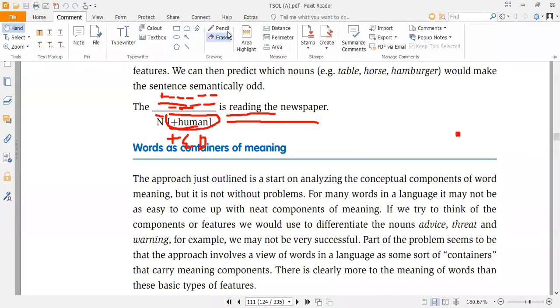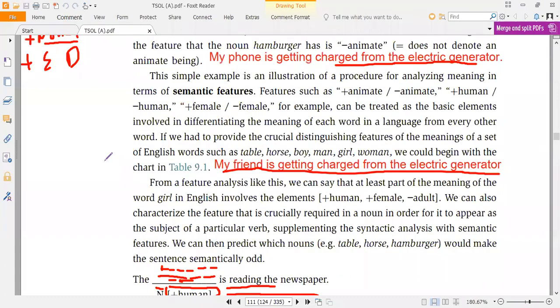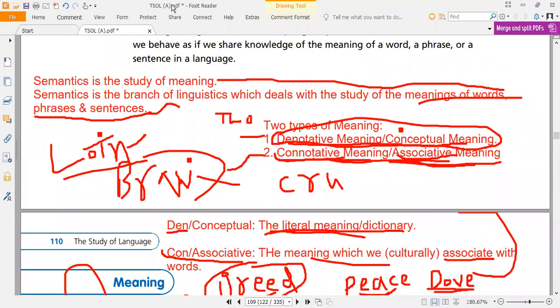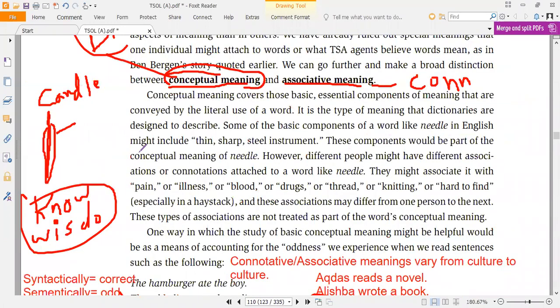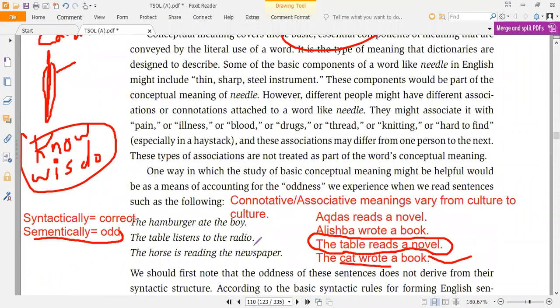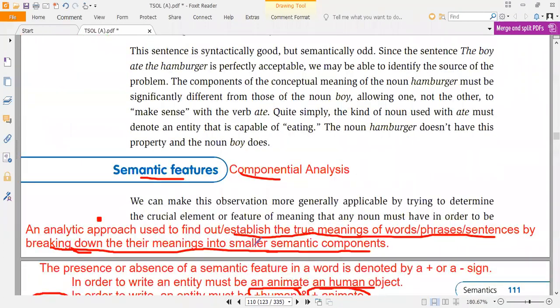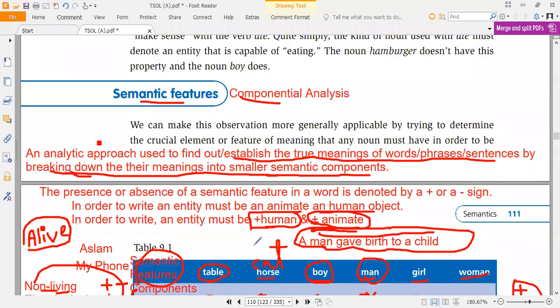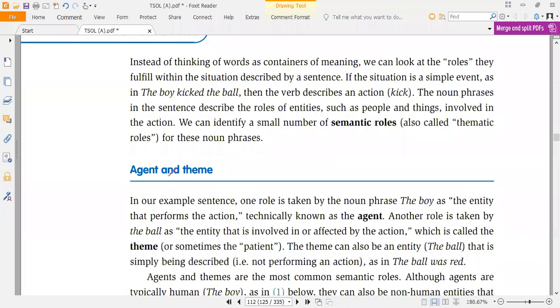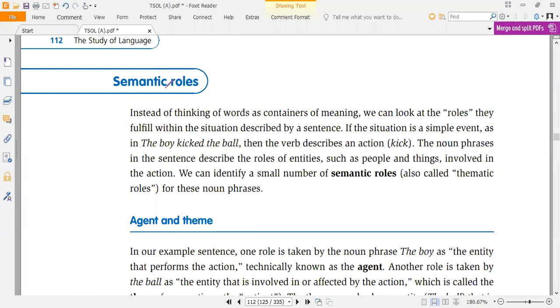Bismillahirrahmanirrahim. In the previous class, we talked about semantics, the two types of meaning, if you remember, and you must remember, I assume. We talked about the two types of meaning, denotative meaning or conceptual meaning, and associative meaning or connotative meaning. We talked about semantic features as well, componential analysis. Today we are going to talk about semantic roles, right?